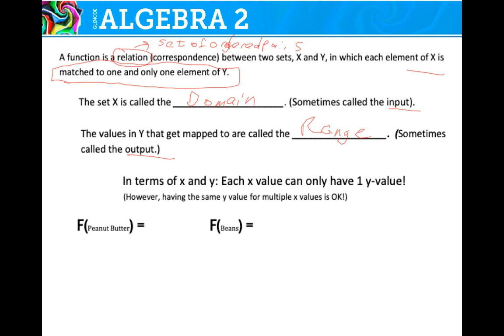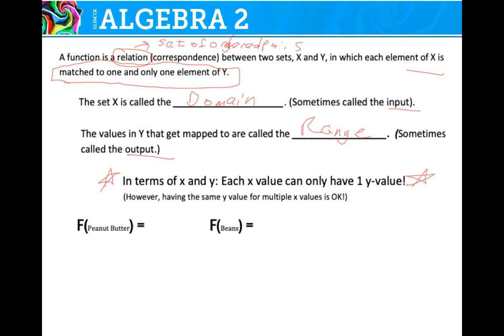In terms of x and y, each x value can only have one y value, and that's going to be the biggie. The x values can only be partnered with one y value. You can't have the same x going to two different y values. You can, as we saw with the Mountain Dew and the pork and beans, have the same y value for each individual x.